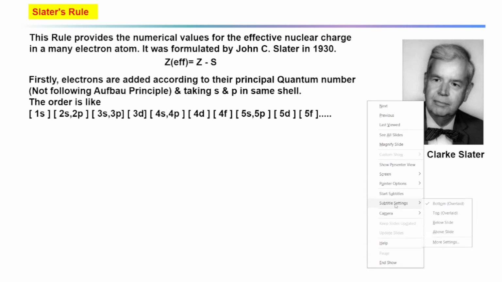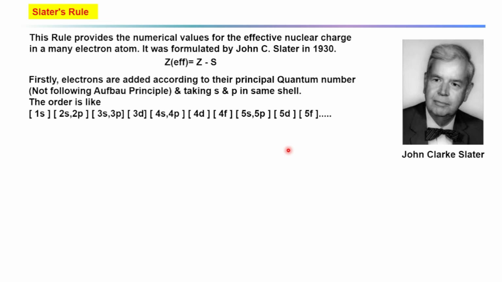I'll take the laser pointer here. So, according to this formula, Z effective is equal to Z, which is the atomic number of that atom, minus S. S is the shielding constant. So, how to determine the S? To determine the Z effective, we already know the Z, the atomic number of the atom, and we just have to determine this shielding constant S.